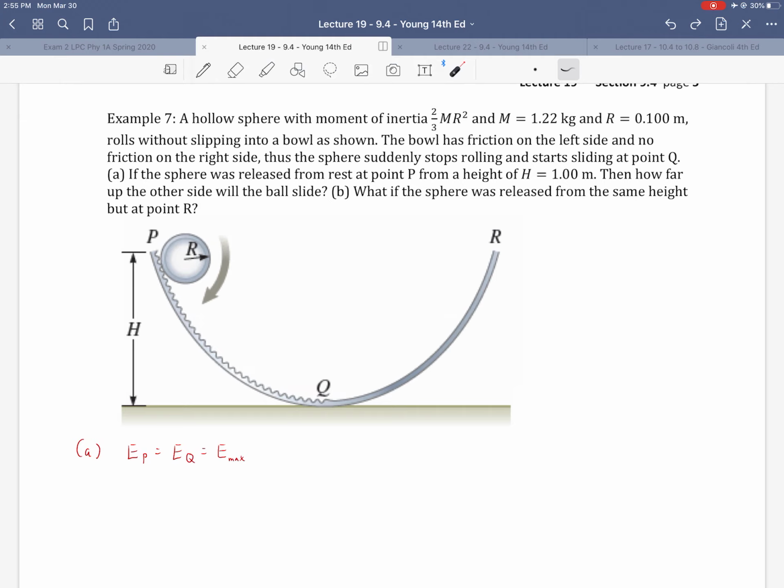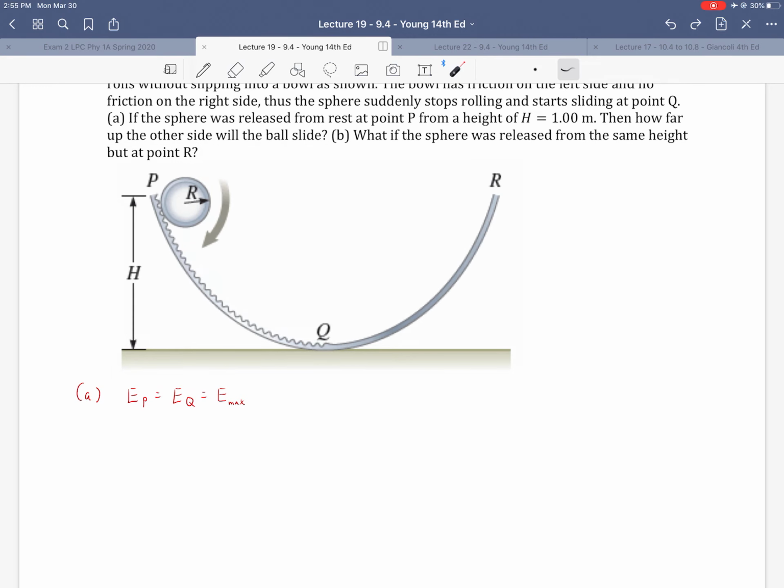Okay, so at that point it actually becomes a purely translational system. Up from P to Q, it's a rotational and translational system. From Q to R, it's a purely translational system. It has a release height of 1 meter, and then how far up the side will the ball slide?